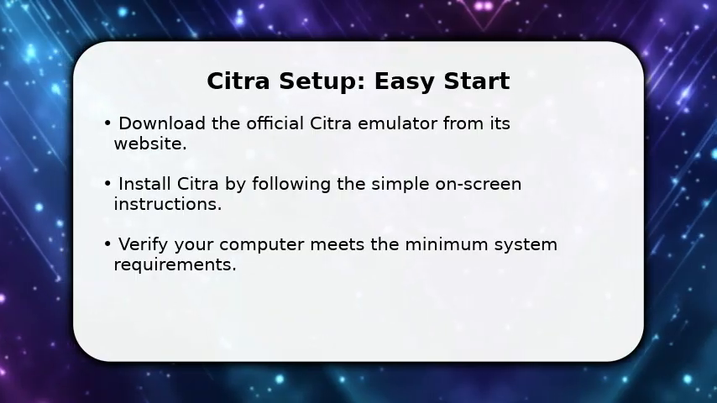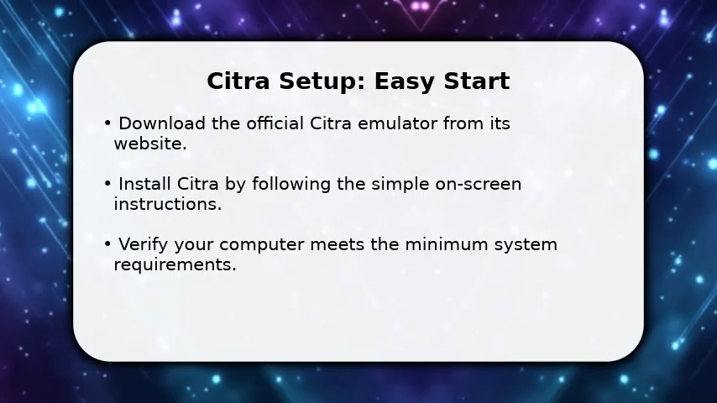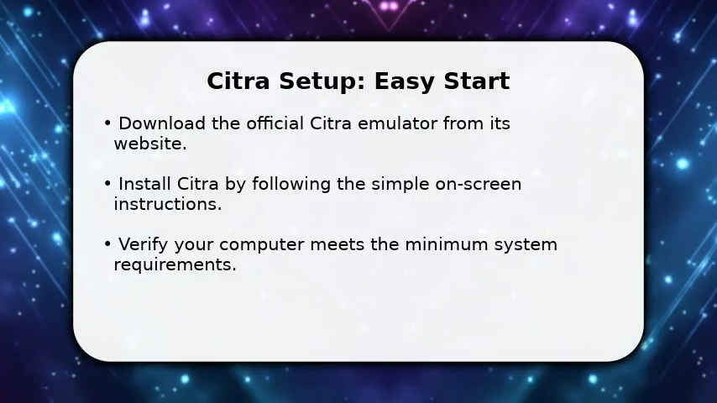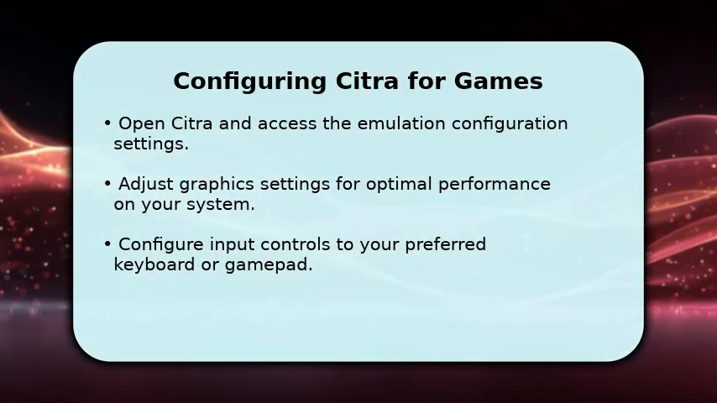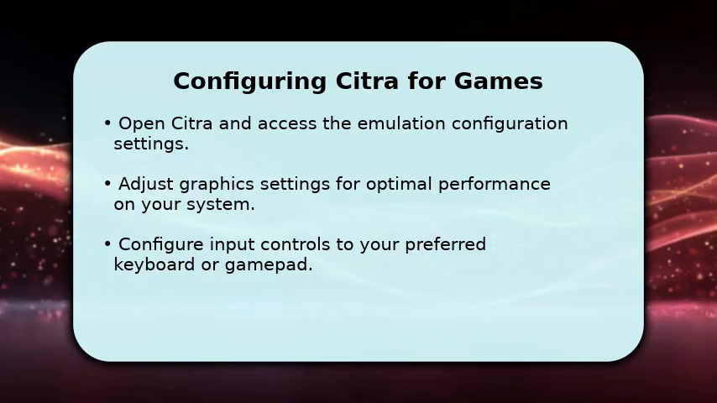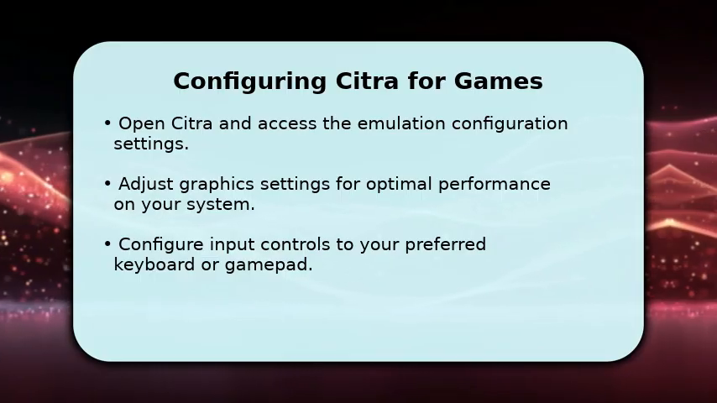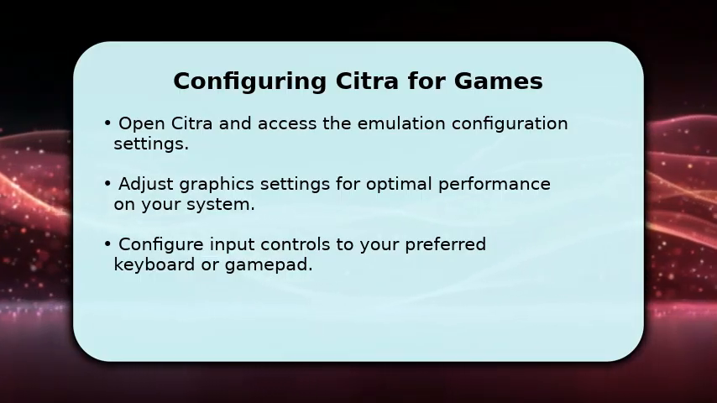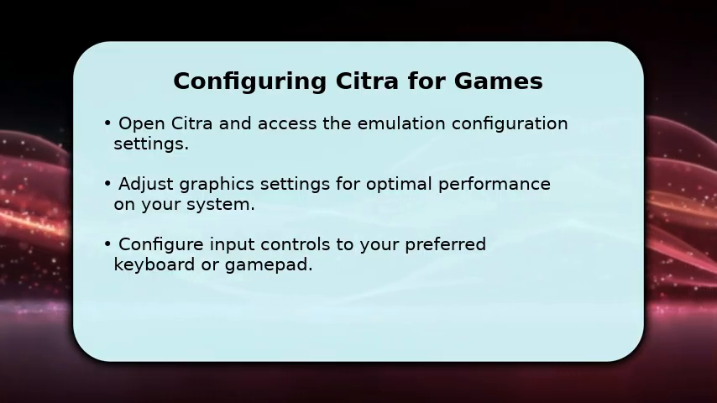Remember to obtain your game ROMs legally, ideally from your own physical game cartridges, to ensure a proper and ethical gaming experience. Next, let's configure Citra for the best gaming experience. Open the emulator and navigate to the configuration settings. Here, you can adjust graphics settings to match your computer's capabilities, aiming for balance between visual quality and smooth performance.